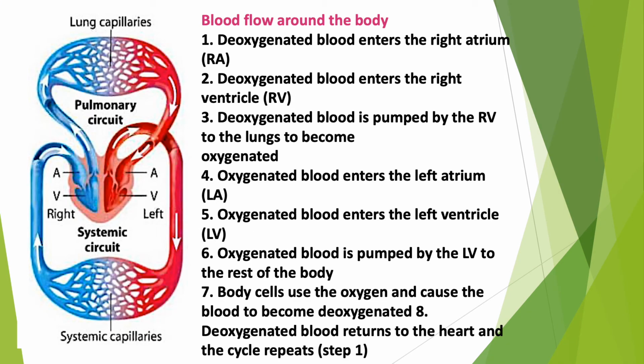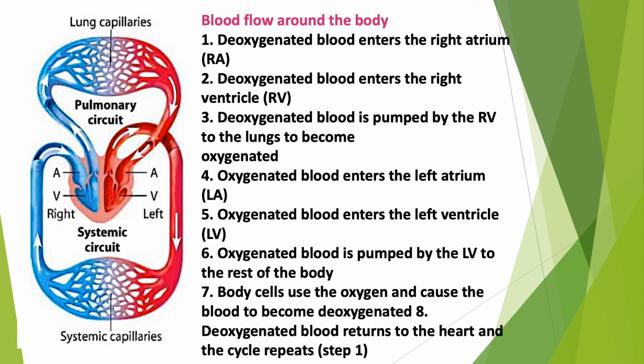Next, in short, let's follow the steps as to how the blood flows around the body. Step 1. Deoxygenated blood enters the right atrium. Deoxygenated blood enters the right ventricle. Deoxygenated blood is pumped by the right ventricle to the lungs to become oxygenated.